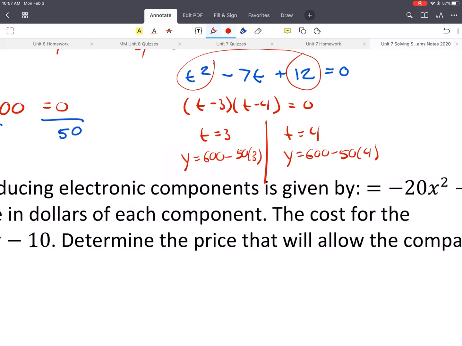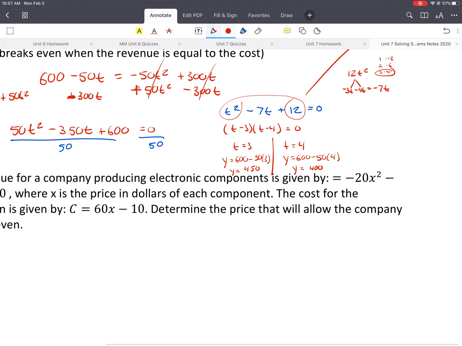Okay, and we end up getting y is equal to 450, or y is equal to 400. So we have two solutions. It'd break even at (3, 450) or (4, 400). Okay, let's see if that makes sense.